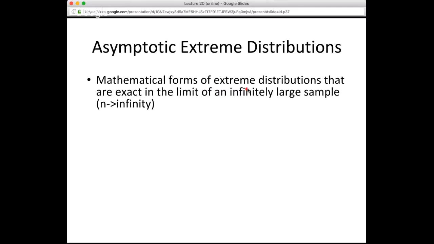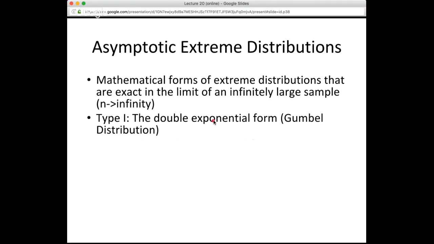And they're general forms which apply to lots of different kinds of underlying parent distributions. And there are actually 3 types of these asymptotic extreme distributions, which show up a lot. They're called type 1, type 2, and type 3. And then more recently, a generalized version of those. Type 1, which is also referred to as a Gumbel distribution, has what's known as a double exponential form.